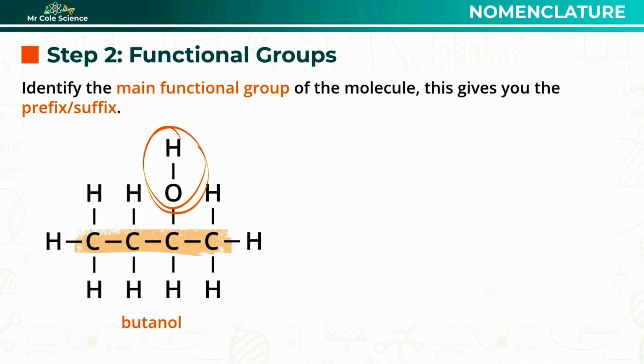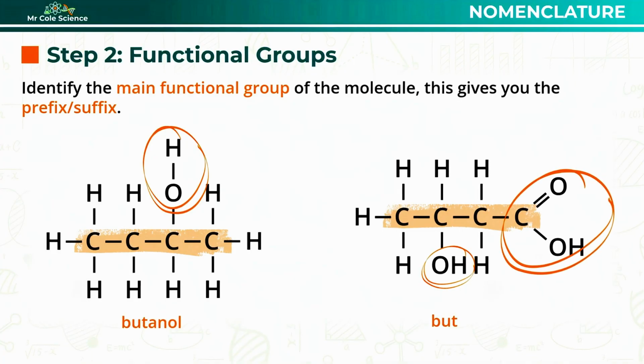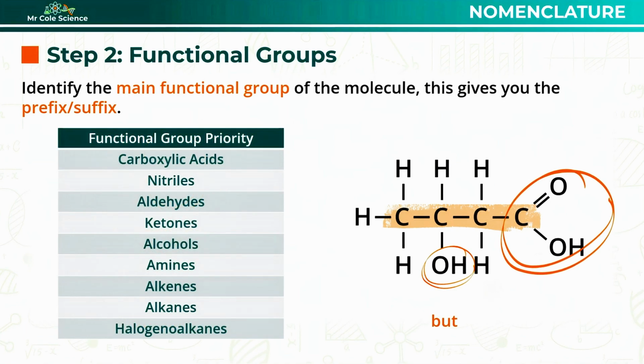Now, the logical question at this point is going to be, but when wouldn't you be able to use the suffix? And to answer this, we're going to look at an example containing 2 different functional groups. So this substance has a carbon chain length of 4, again giving us the stem but, but it has both a hydroxyl functional group and a carboxyl functional group. When more than one functional group is present, one group takes priority and determines the suffix of the name. To help us decide which one takes priority, we use a functional group hierarchy.